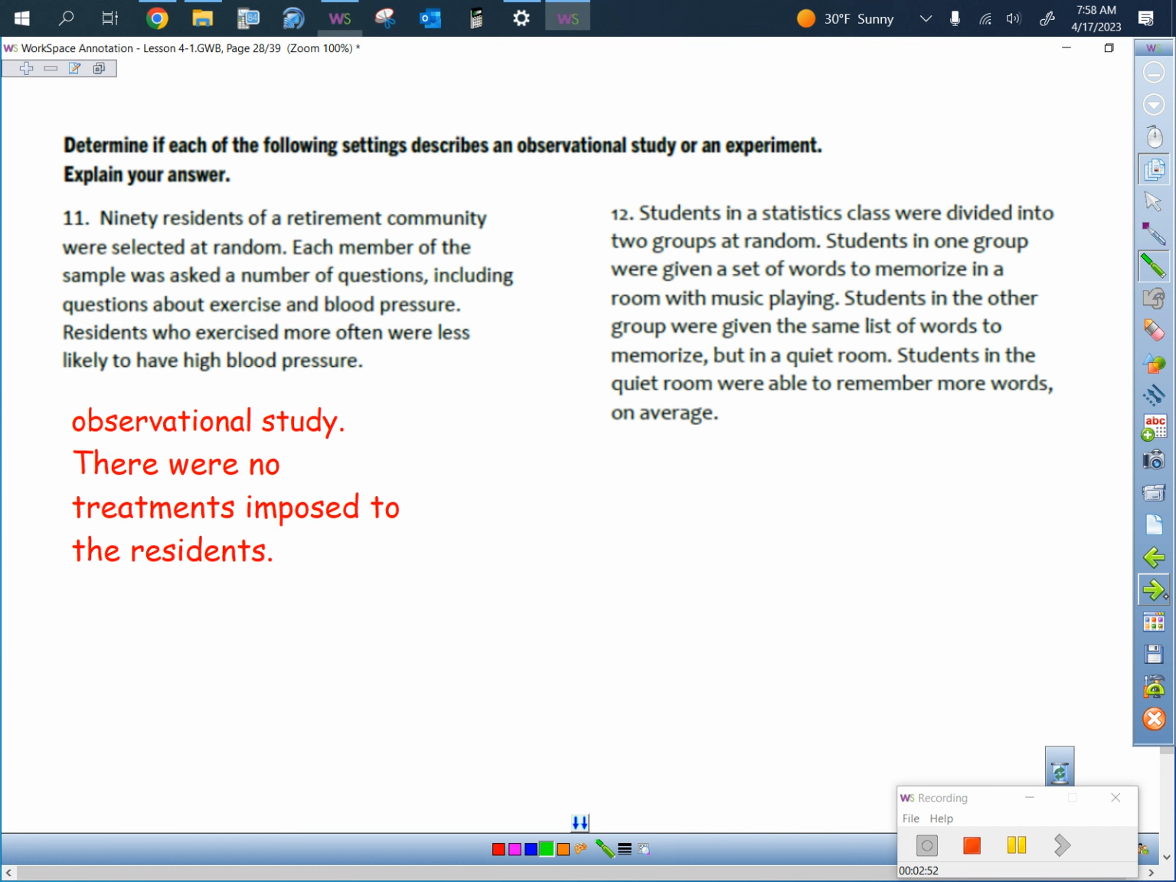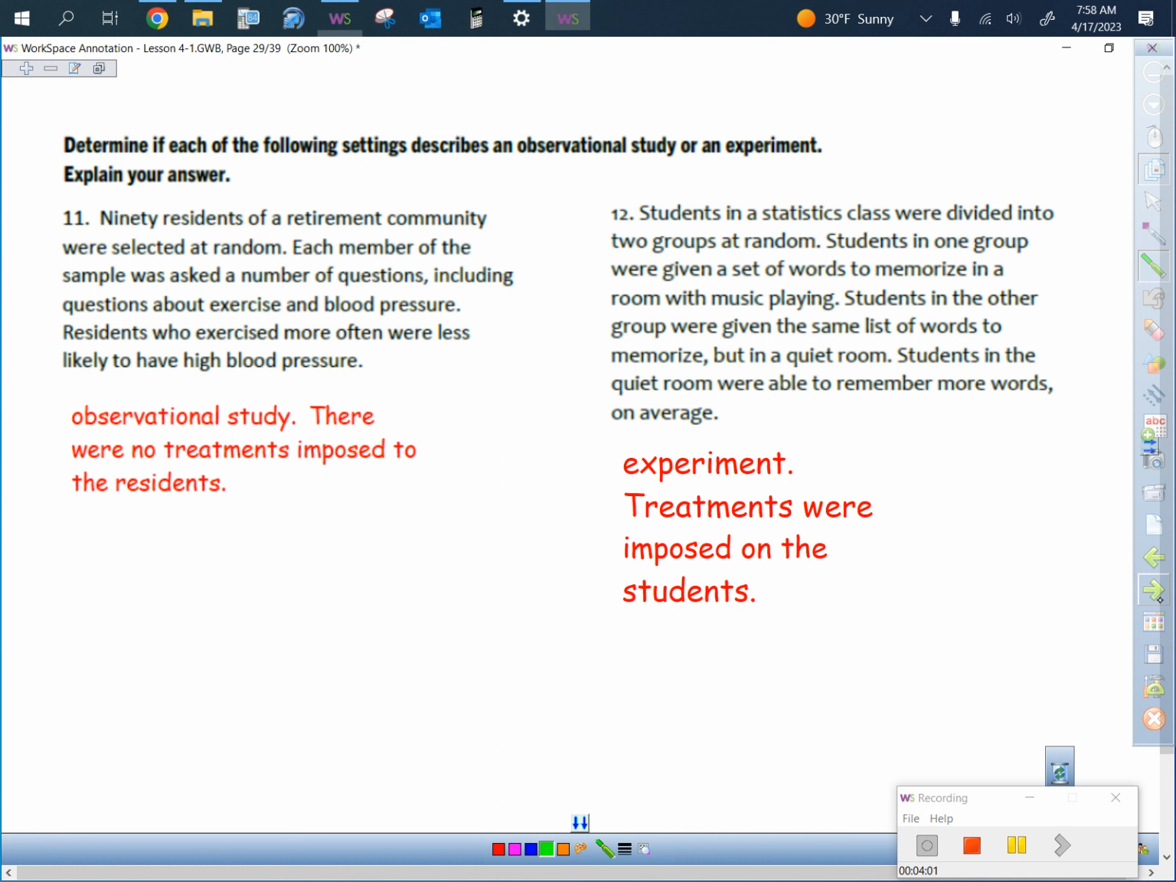Did they treat them differently? So students in the quiet room were able to remember more words. What do you think? Observational study or experiment, since there was a treatment? That is an experiment, because there was a treatment. And I think the easy way to understand what a treatment is: did they treat everyone the same, or did they treat them differently? And would you believe on these ones, they treated the 2 groups differently, because one time they got music and one time they didn't get music. That's why that's an experiment.